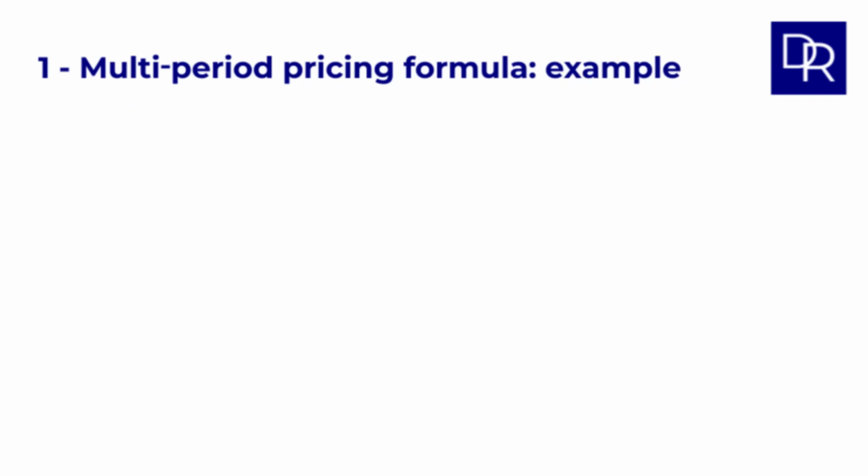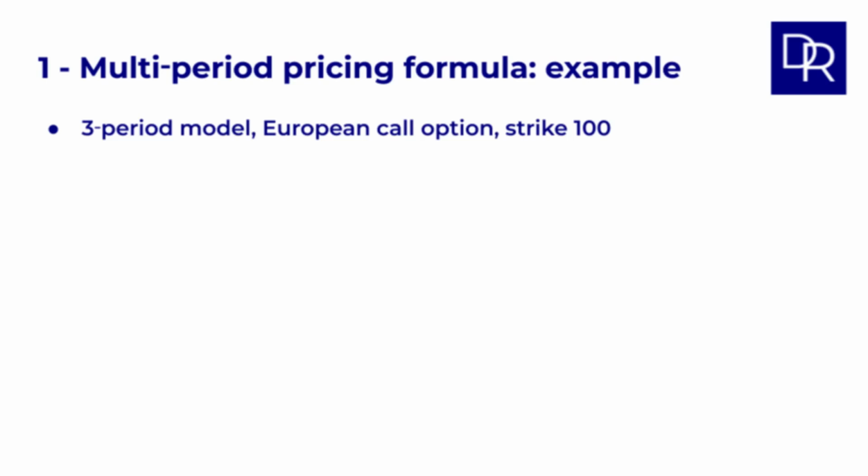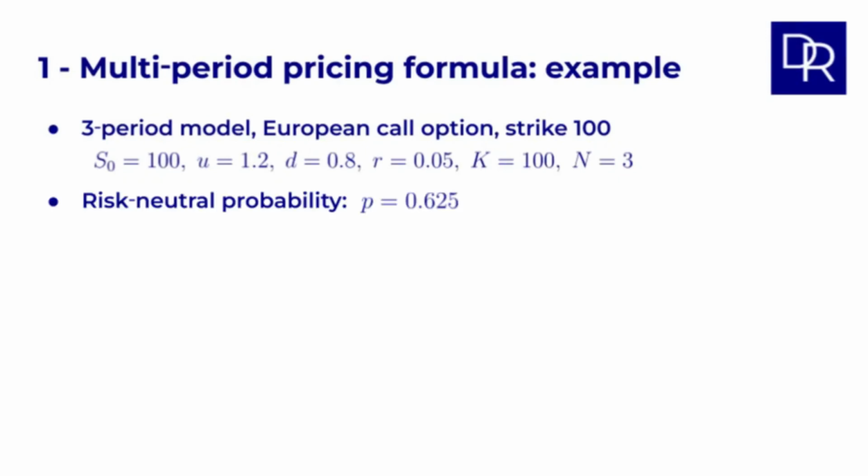Let's look at an example of this expectation method with a tree with 3 periods for a European call option with a strike price of 100. As in our earlier example, we'll use a starting stock price of 100, U equals 1.2, D equals 0.8, and a risk-free rate of 5%. We're using a strike price K of 100, and we will look at a binomial tree with n equals 3 periods. As we saw before, this setup gives a risk-neutral probability P of 0.625.